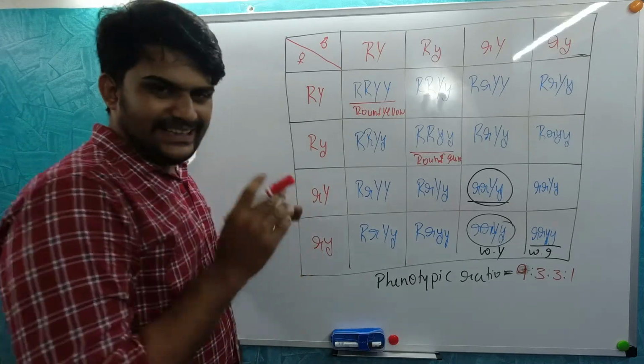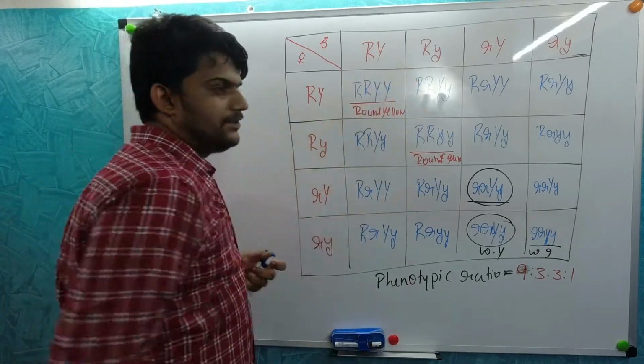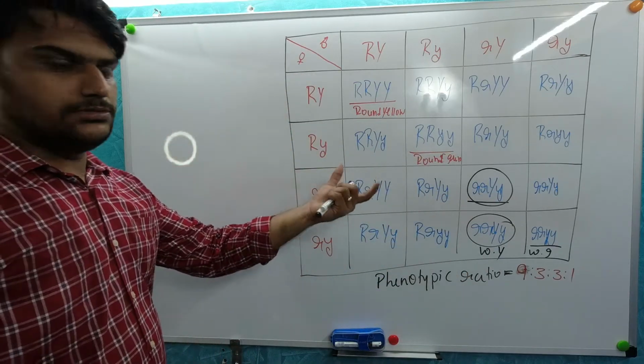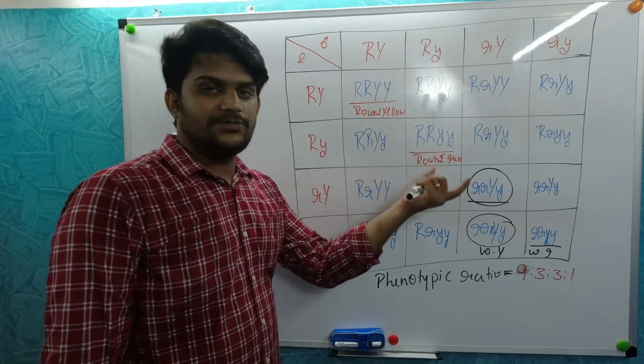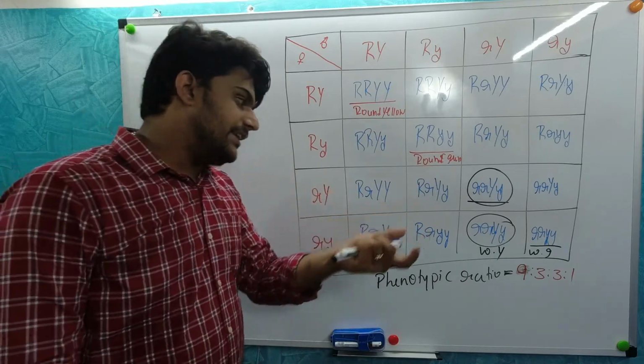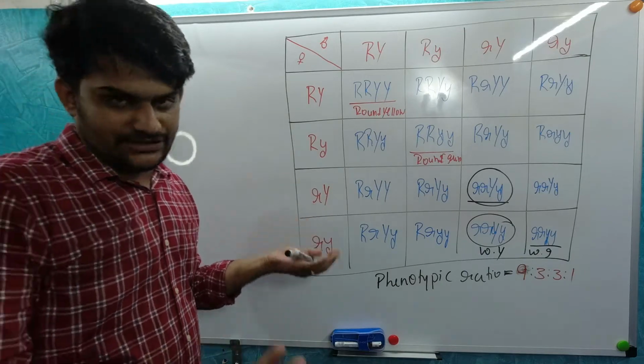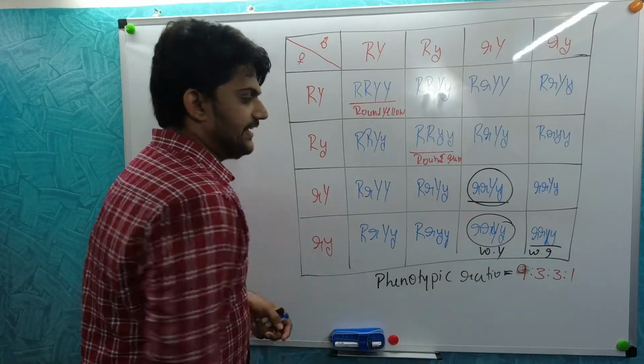So how you can identify? Easy. Capital R, capital Y, if comes, it is round yellow. If capital R small y comes, it is round green. And if it comes to be small r capital Y, that is wrinkled yellow. And the last one, that is wrinkled green.